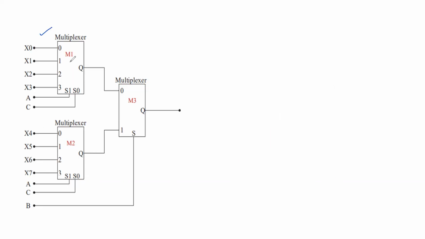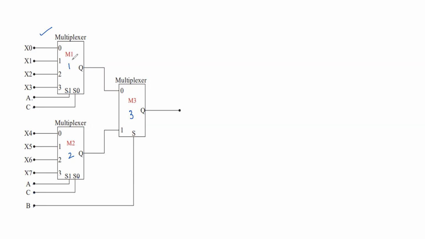In this circuit diagram, we have three multiplexers. This is the first multiplexer, this is the second multiplexer, this is the third multiplexer. For the first multiplexer, the selection inputs S0 and S1 are labeled with A and C. Similarly, for the second one also, the selection inputs S0 and S1 are labeled with A and C. And for the third one, there is only one selection input, labeled with B.